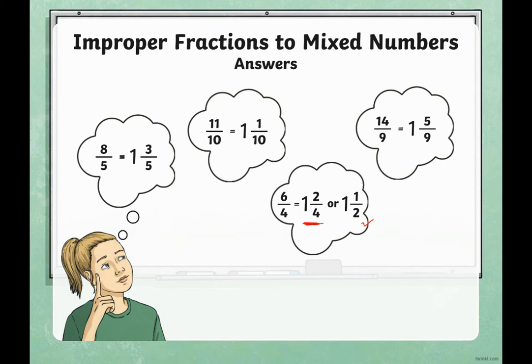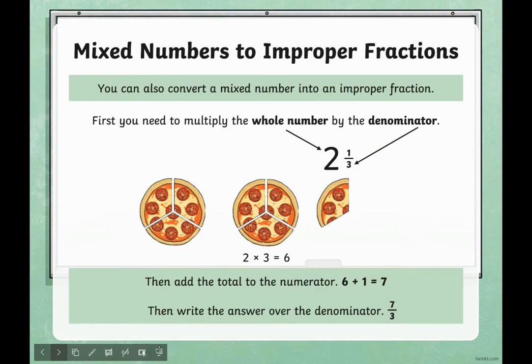So we can go one way. We can convert improper fractions to whole numbers. But sometimes you'll be asked to go the other way. So you may have to convert a mixed number into an improper fraction. And the first thing you have to do is multiply the whole number by the denominator.